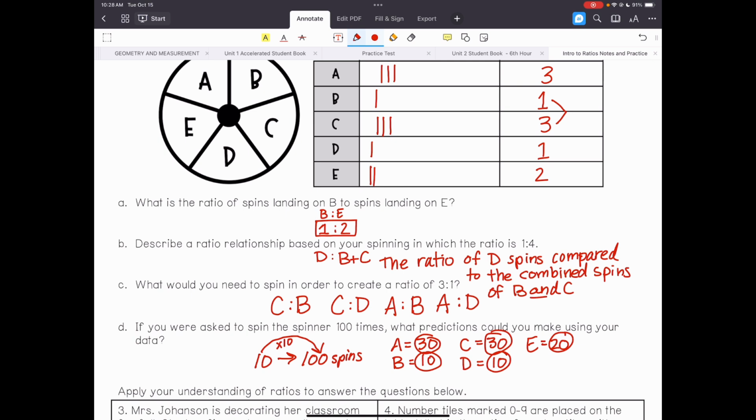So whatever you predict should add up to the total number of spins, because when we use ratios, we don't just multiply one part of the ratio by a number, by a multiplier. We multiply every part of it. So if I choose 10 times more, I'm going to multiply every single piece of my ratio by 10, or in this case, all of my spins by 10 to make my prediction.